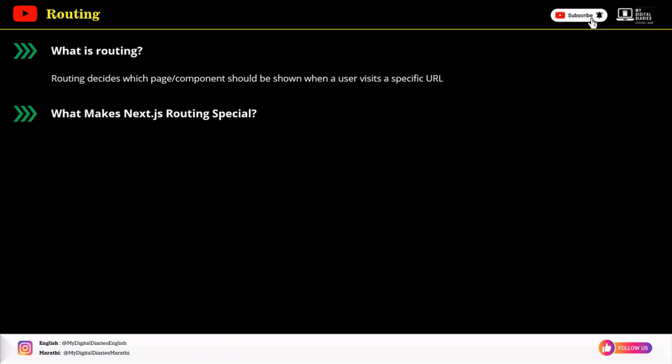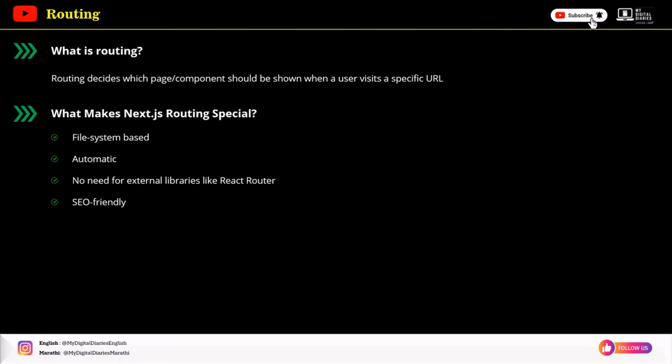Now, what makes Next.js routing special? Let's understand what makes Next.js routing powerful and different. It is file system based. This means your folder and file structure automatically becomes your route structure. It's automatic, you don't need to manually configure the routes. There is no need for external libraries like React Router. Next.js provides routing out of the box.